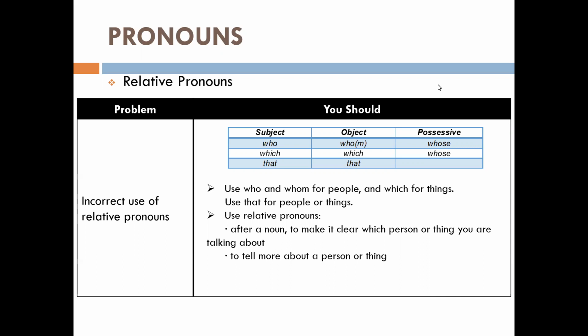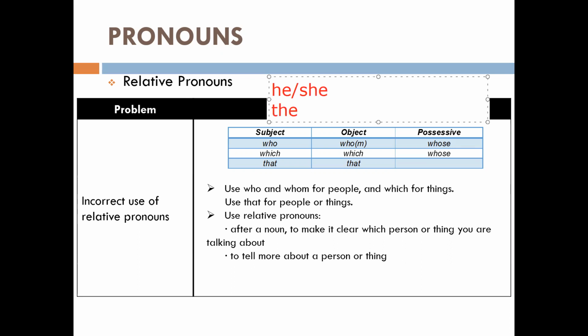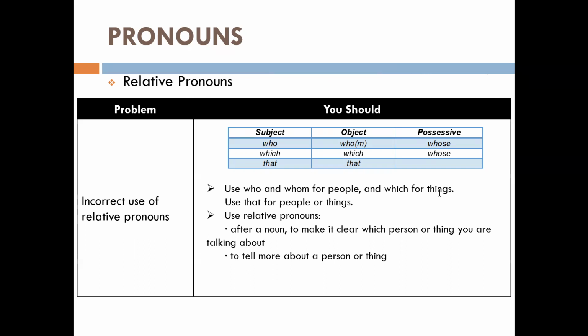So obviously, we have the very basic use of pronouns. We have he, she, the gender pronouns. We have the plural: them, they. You have the first person plural, we, and us. Those are very common, and I believe you guys are already knowledgeable about these common pronouns.